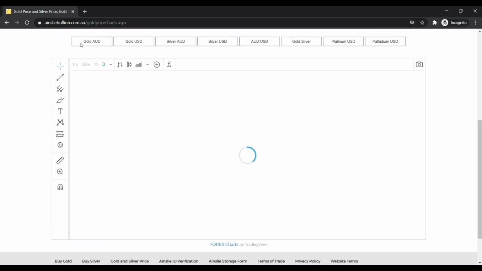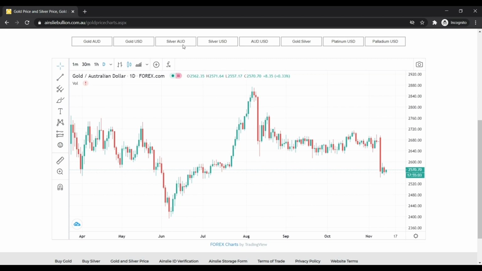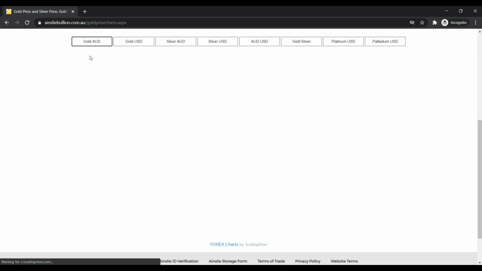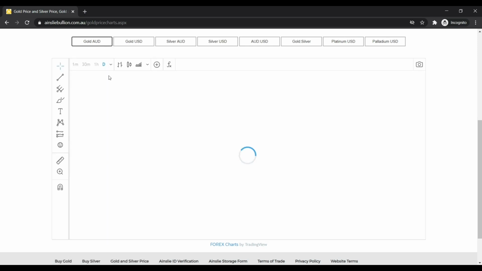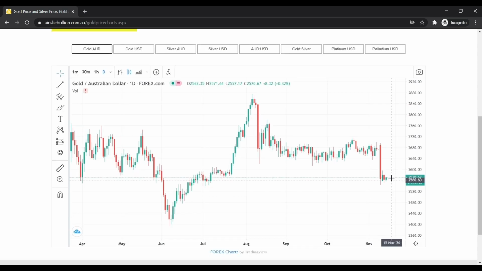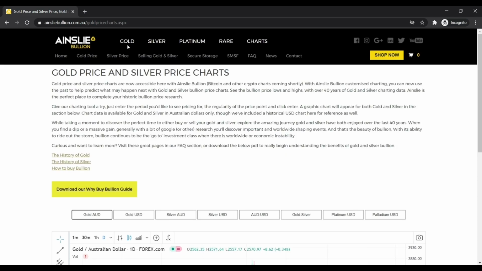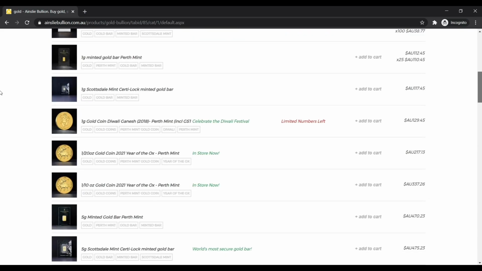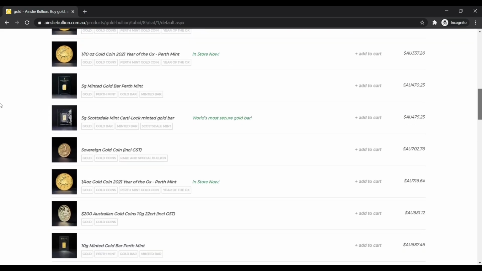So right now, this is gold AUD, gold USD, silver AUD, silver USD, and so forth. The one we're looking at now is gold AUD. Gold in Australian dollars is currently trading at roughly $2,565 per ounce. Now that we have that number, 2571, we're going to go over to gold and down to 1 ounce, because I just want to show you premium to start off with.